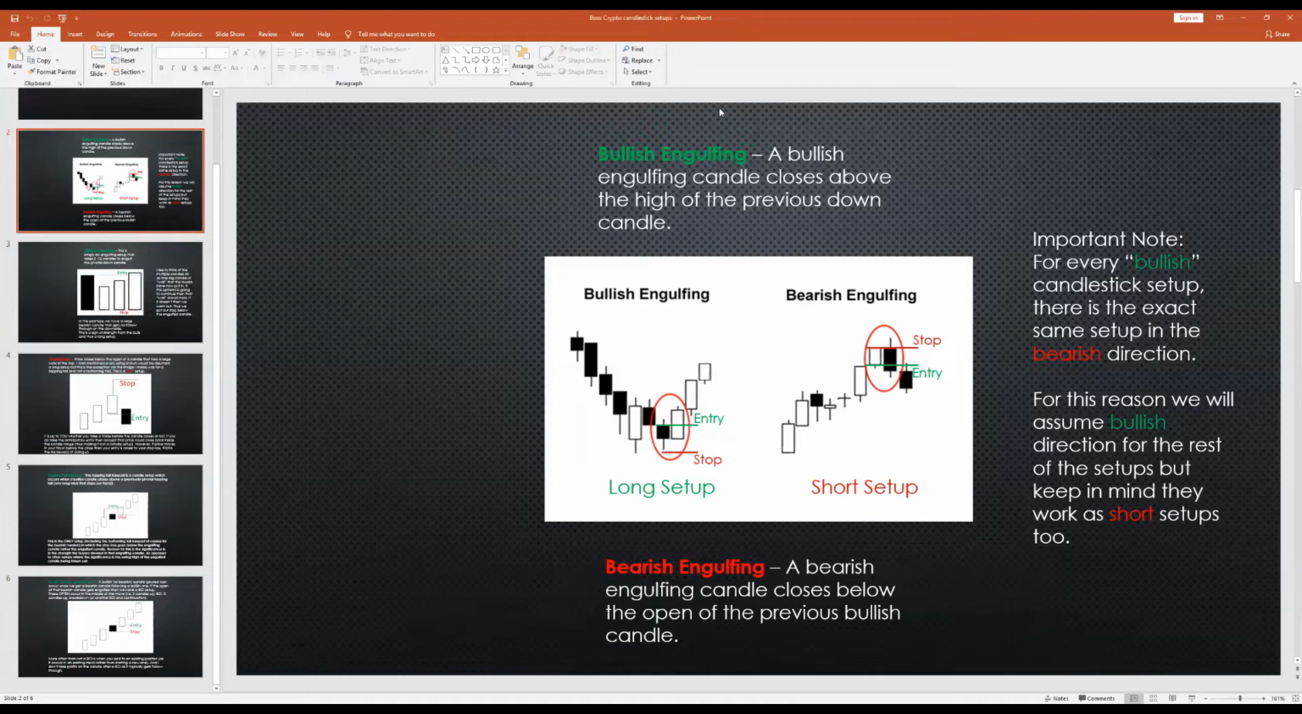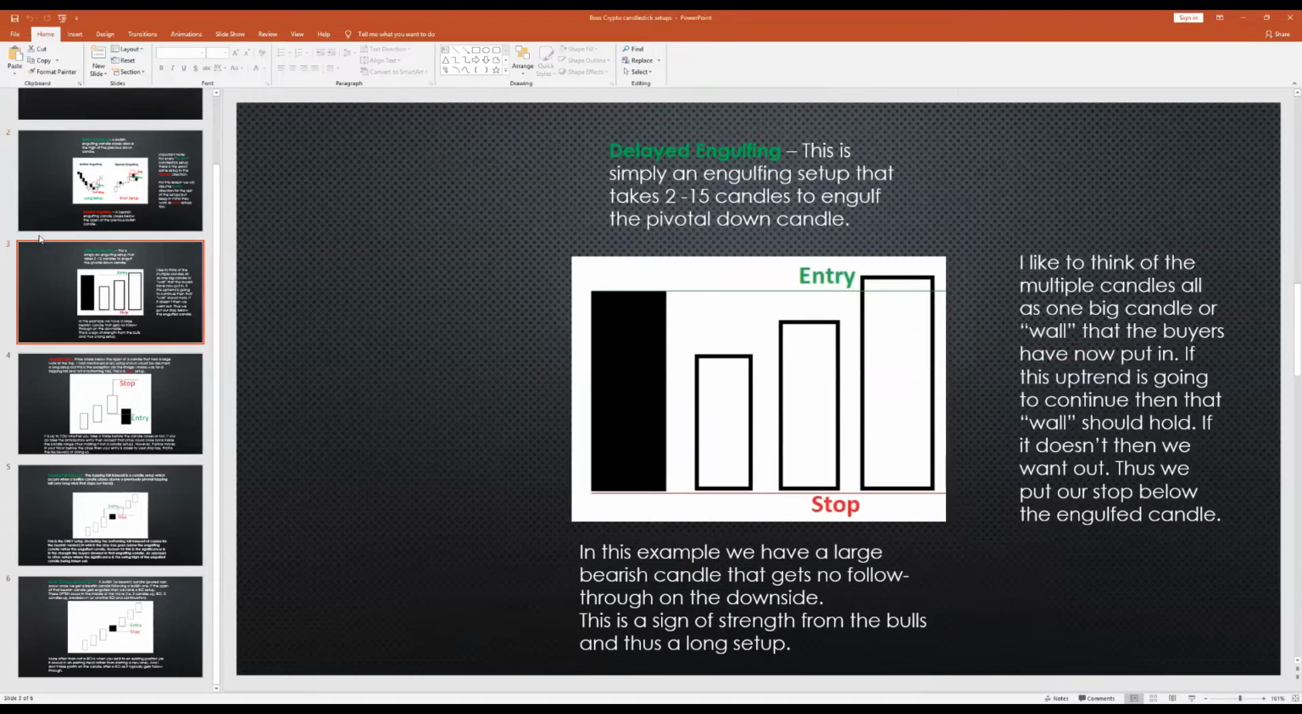Right? So that's the bullish engulfing, and that's the bearish engulfing. And like I said, a lot of these are just going to be variations of that. So definitely want to keep that in mind. And the second one is going to be the same thing, but just the delayed version of that.